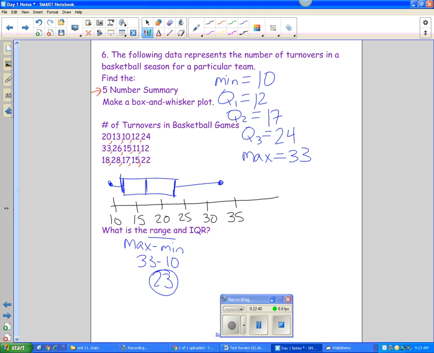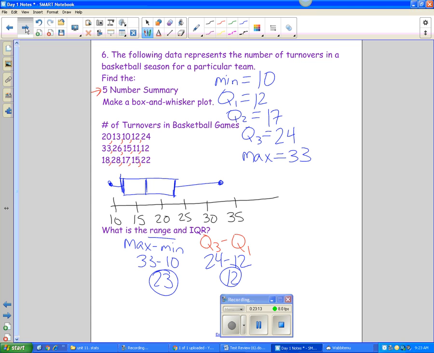Zach, what do we say the IQR was? Good. IQR is Q3 minus Q1. Stephen R., what's Q3 and Q1? So that gives you 12 for your IQR. So that's how you would answer those questions. So you might have a question about those.